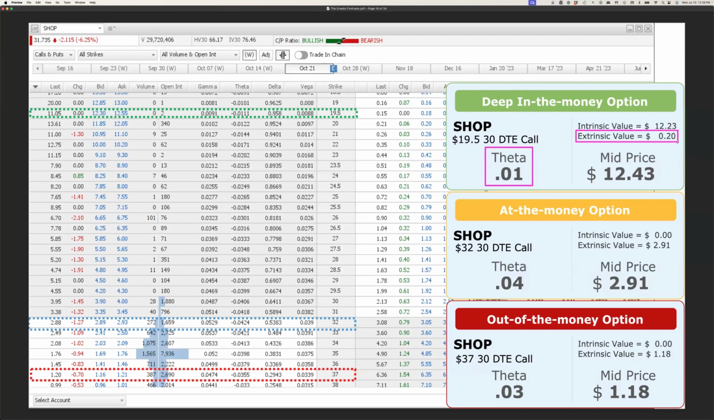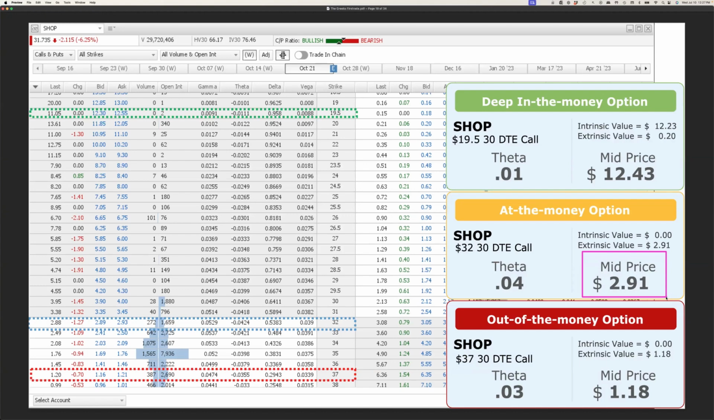Versus if you look at an at-the-money option that has a price of $2.91, the entire value of the option is extrinsic value. So in this particular case, you have a theta of 0.04. An option value of $2.91 is going to lose 4 cents in value today that you hold on to it. Tomorrow, you're going to lose potentially another 4 cents. And then as time goes by, that's going to tick higher. Maybe by, let's say, day 10, you're losing 5 cents a day or 6 cents a day.